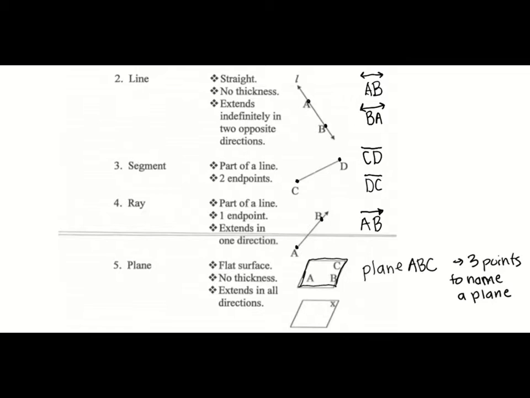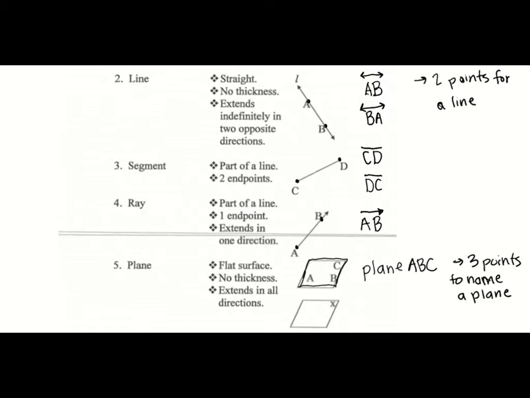And that is why I labeled it as plane ABC. For a line, if we go back up to the line, we only need 2 points. And if you think about it, to draw a line, you only need 2 points minimum to be able to draw that line. So we need to have 2 points to label our line, and we need 3 points to name our plane.